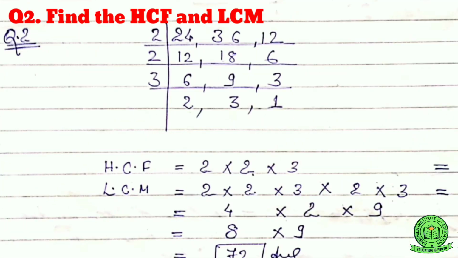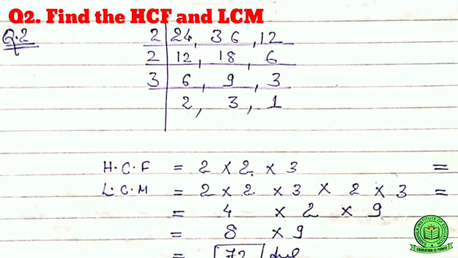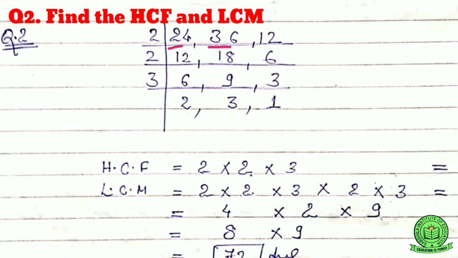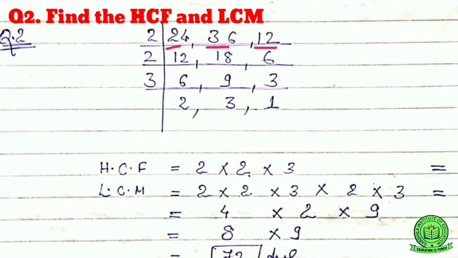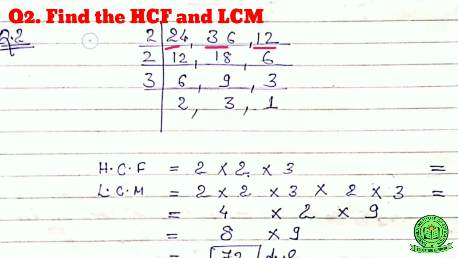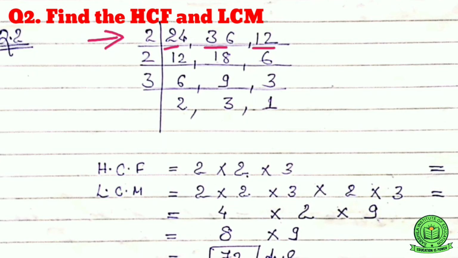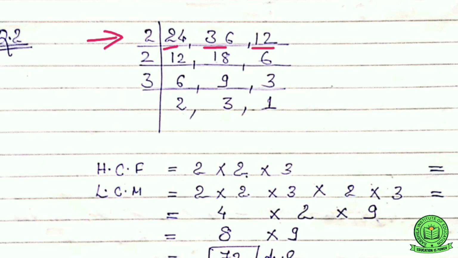See question number 2. We have 24, 36 and 12. We have to see by which number they can be divided. I have taken the smallest number and started with it. 2 can divide 24, 36 and 12. So I have started with 2. Then we have got 12, 18 and 6.